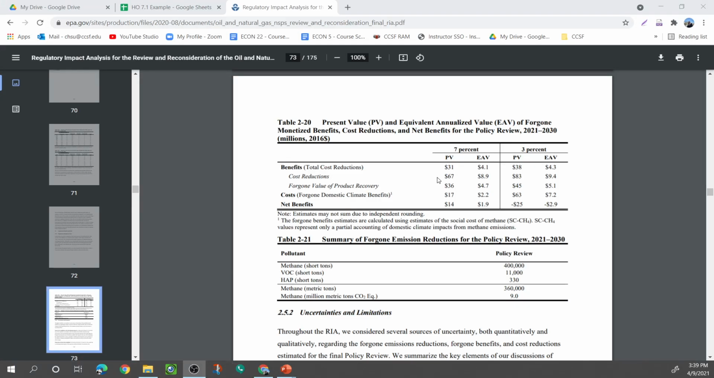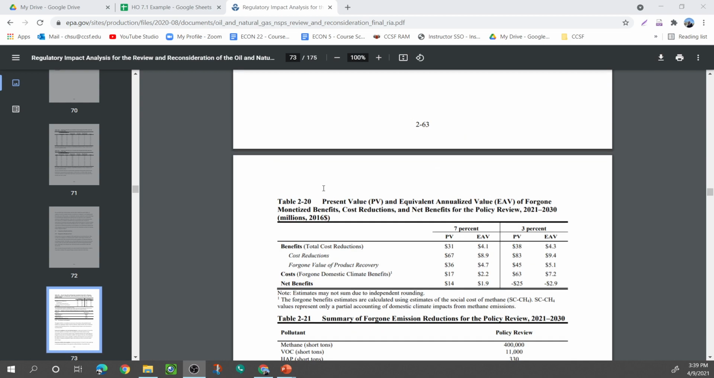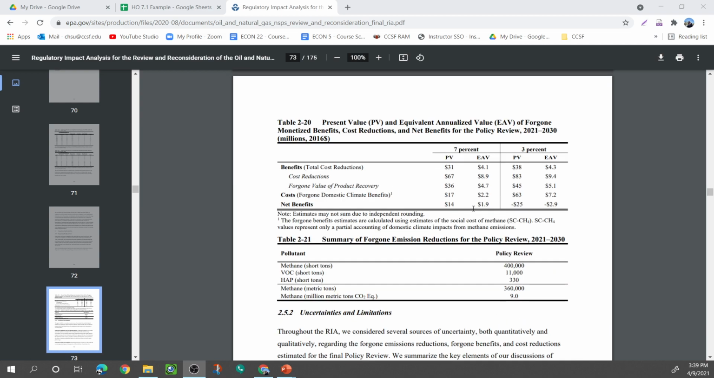If we simply take a look at this cost and benefit analysis we saw earlier, what we can see here, for example, is that for the benefit estimate, the difference between using a 7% discount rate and a 3% discount rate is about 6 million. Now, what does that mean? Can we infer anything about this proposal without reading the entire proposal?